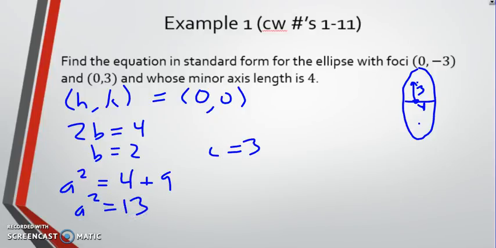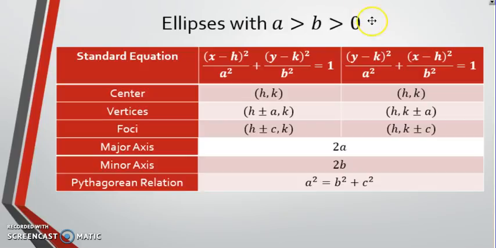You could even go farther to say that a is equal to the square root of 13, but that's not going to be necessary, because if you're looking at the equations we have, the denominators of the fractions actually are a squared and b squared. So it's okay just to find the a squared or b squared value and not take the square root of it.